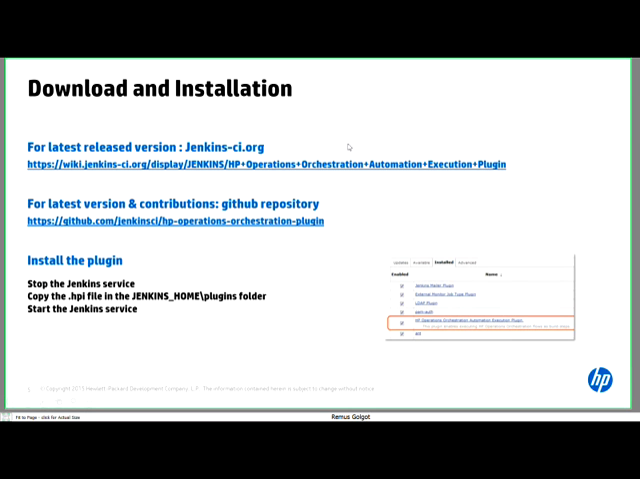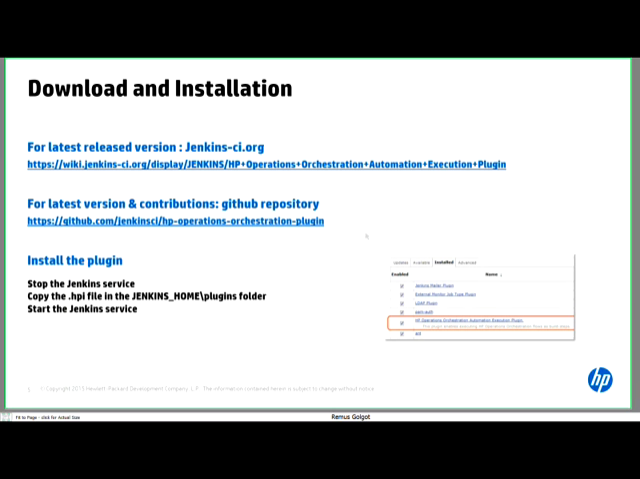Now, starting with download and installation, you can get the plugin from two separate sources. If you want to use the latest released version, you can go to jenkins-ci.org and you can download it from there. And if you want to get the actual latest version, or if you want to contribute to the plugin, because its code is located on GitHub, you can actually contribute to the plugin. It's an open source project. And if you want to do this, you are free to do it.